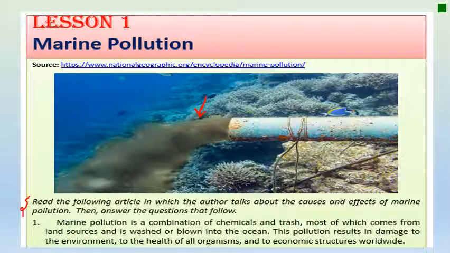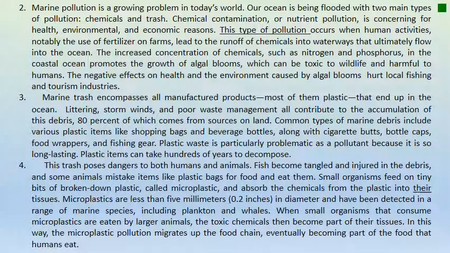Paragraph 1. Marine pollution is a combination of chemicals and trash, most of which comes from land sources and is washed or blown into the ocean. This pollution results in damage to the environment, to the health of all organisms, and to economic structures worldwide. So this is our introduction. Paragraph 2. Marine pollution is a growing problem in today's world. Our ocean is being flooded with two main types of pollution, chemicals and trash.